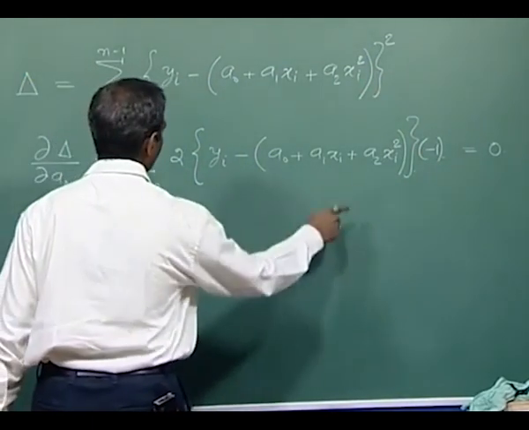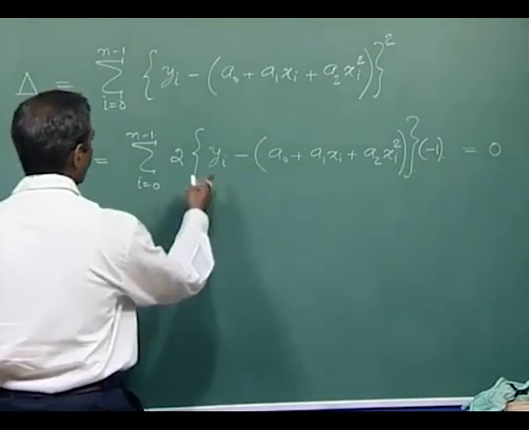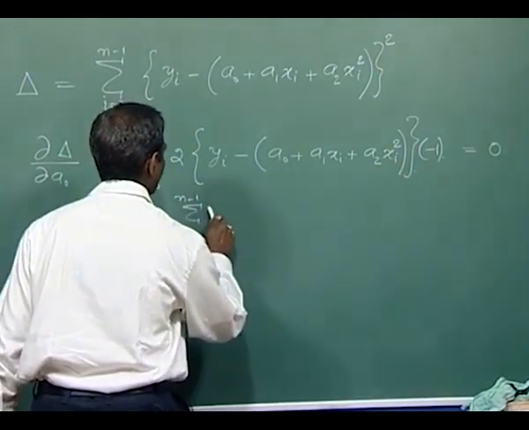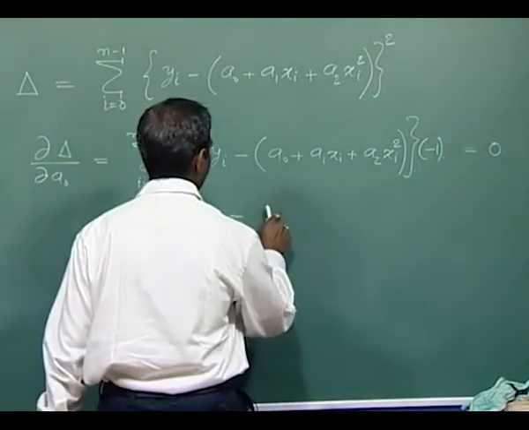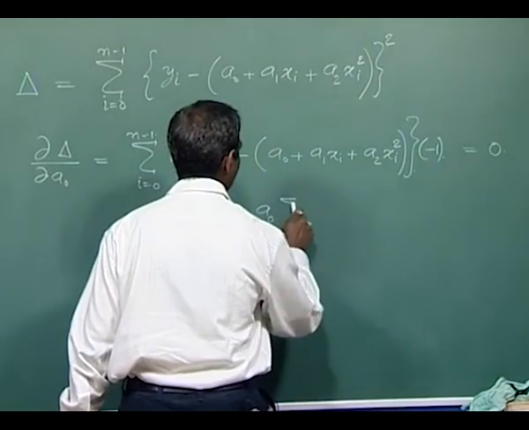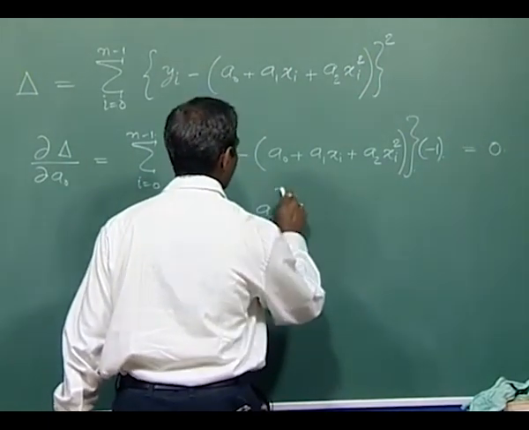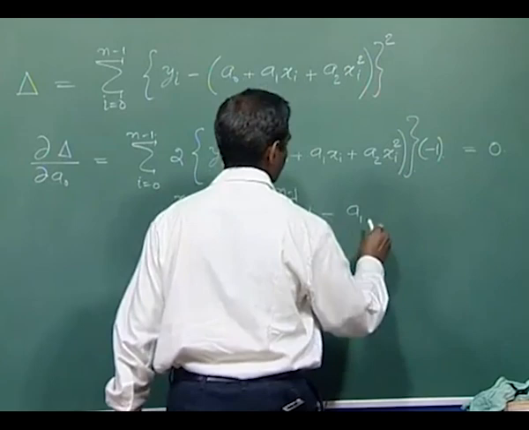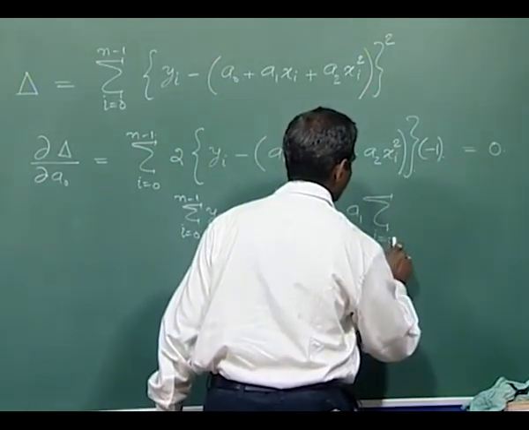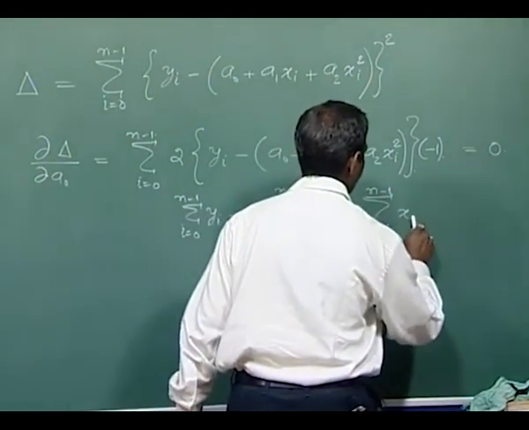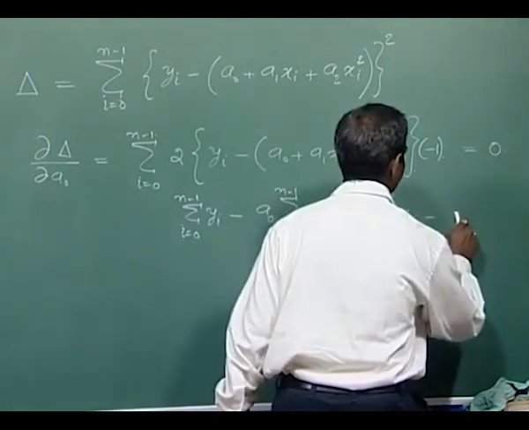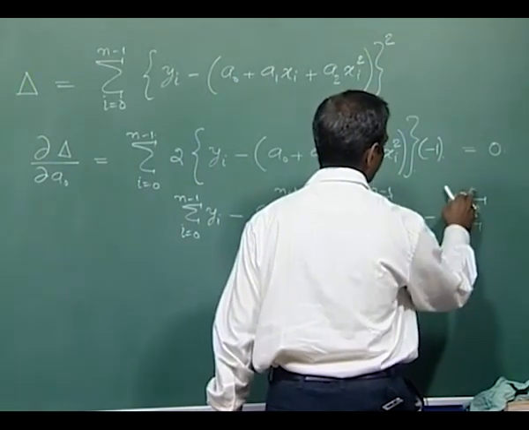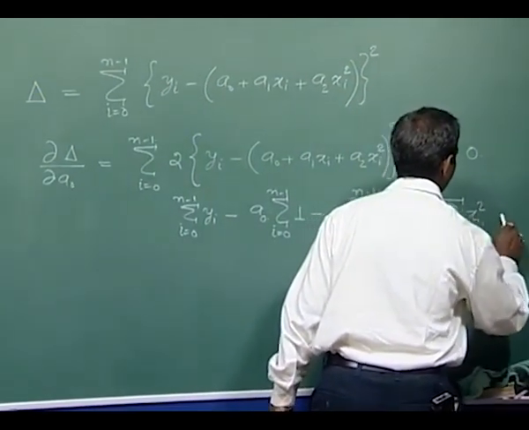Let me bring this summation inside and rewrite this equation as summation i going from 0 to n minus 1 yi minus a0 summation i going from 0 to n minus 1 of 1 minus a1 summation i going from 0 to n minus 1 xi minus a2 summation, let me drop the upper and lower limits here, xi squared. This is equal to 0.